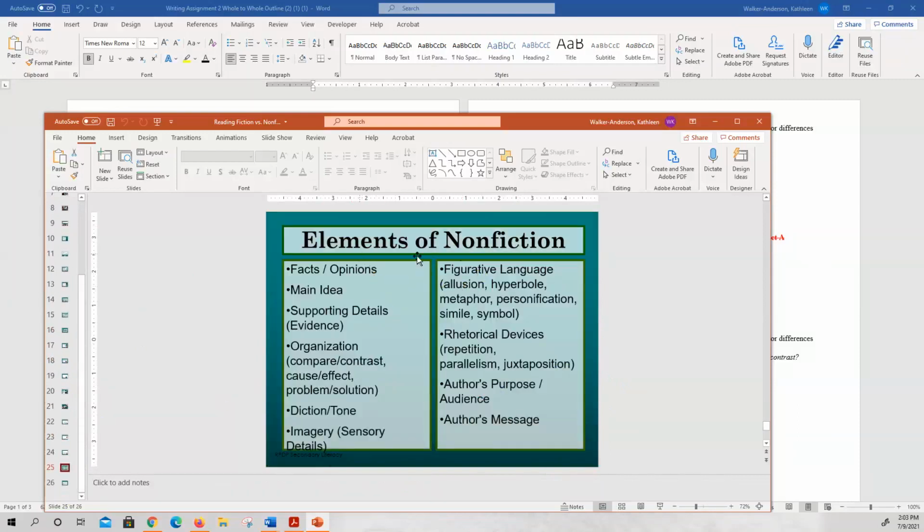Okay, here they are. So it looks over here, some of the things are similar. But for the most part, there's lots of differences. And like I said, I'm doing the differences. So I'm going to stick with what's on this side of the chart. So we have facts, opinions, main ideas, supporting details, organization, diction, tone, and imagery.